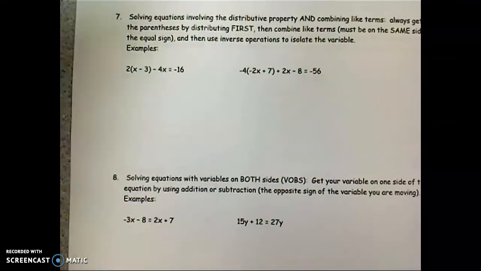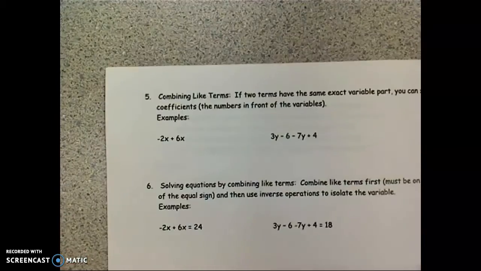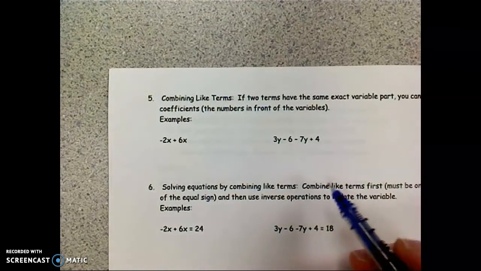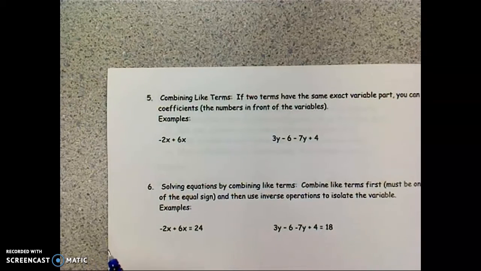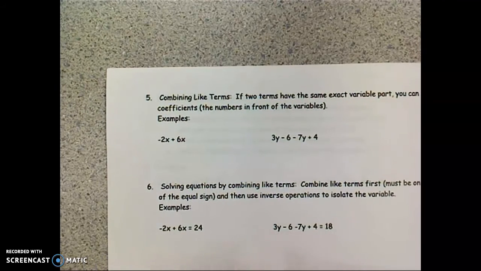All right, on the next sheet of notes, we start off by combining like terms. Notice these do not have equal signs. These are not equations. So again, your answer will not be x equals a number. We're just simply going to combine like terms.